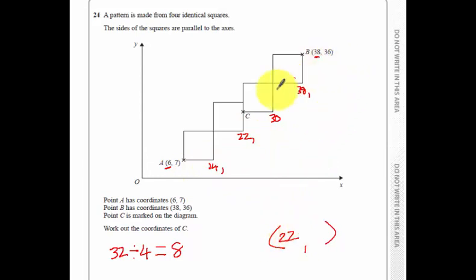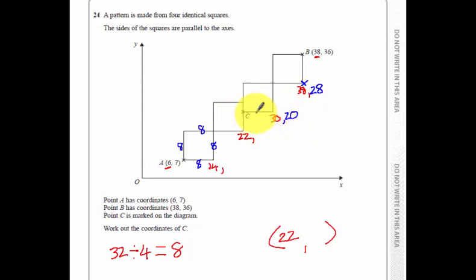Now I can't use the same method for the y coordinate because C here is halfway down a square, or 1/3 of a way down a square. We can't tell. What I do know though, and I'm going to change colour, is that the length of each side of the square is 8 units, because we've just worked that out from the x. So if I can take 8 from 36, I get 28. So the coordinate here is 38, 28. This coordinate is going to be 8 less again for the y coordinate, and it's going to be 30, 20.